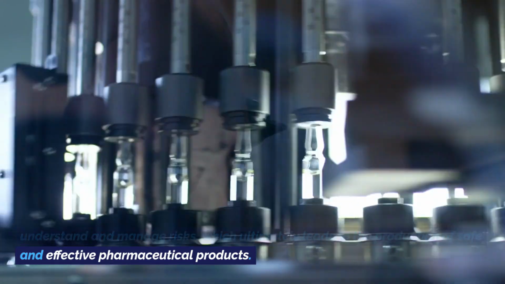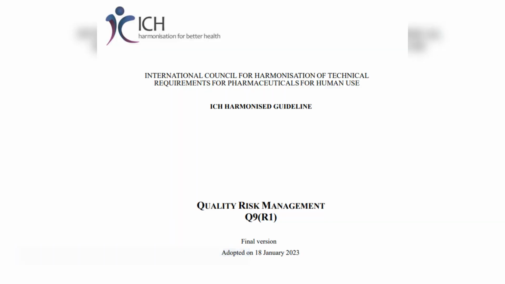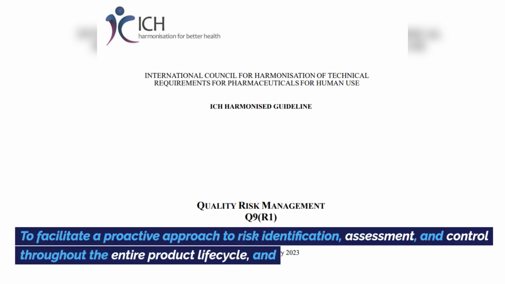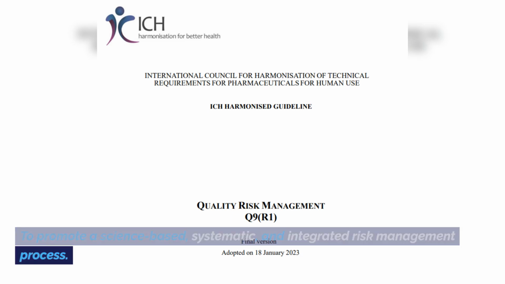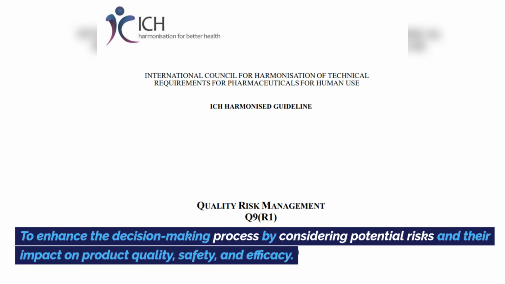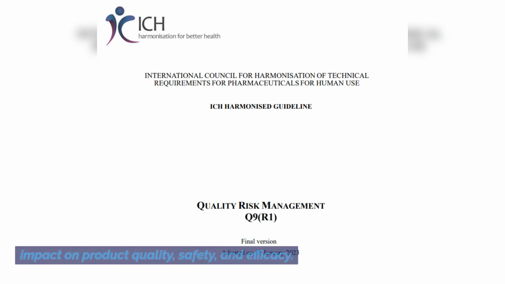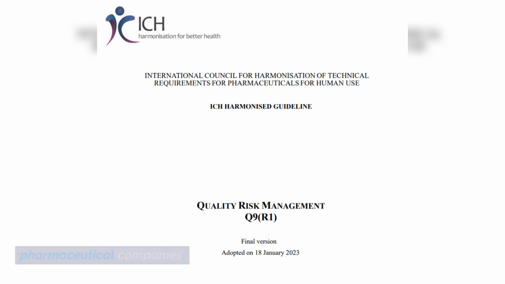and effective pharmaceutical products. The objectives of ICH Q9 Guideline are to facilitate a proactive approach to risk identification, assessment, and control throughout the entire product life cycle, and to promote a science-based, systematic, and integrated risk management process. To enhance the decision-making process by considering potential risks and their impact on product quality, safety, and efficacy. To encourage a culture of quality and continuous improvement within pharmaceutical companies.